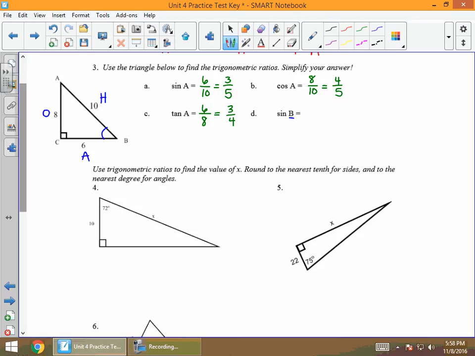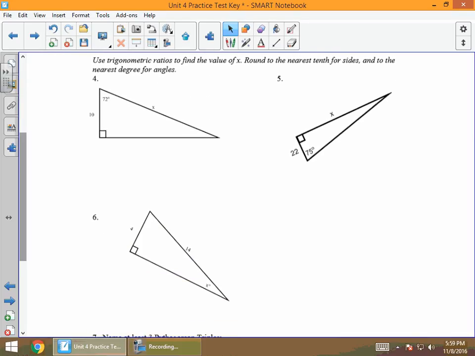So if I want the sine of B, the opposite is 8, over top of the hypotenuse, which is 10, which reduces to 4 over 5. So that one is also 4 over 5. You may have remembered from our last section that the cosine of A is equal to the sine of B.